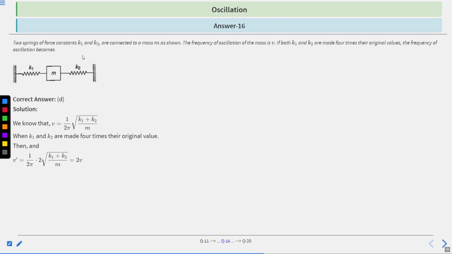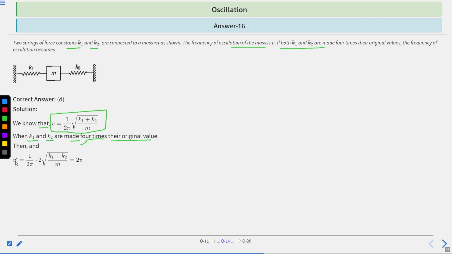So two springs, constants K1 and K2. This is K1 and this is K2, connected with mass m according to the question. So we know that v is equal to 1 upon 2 pi under root of (K1 plus K2) divided by m. Where K1 and K2 are made 4 times their original value.